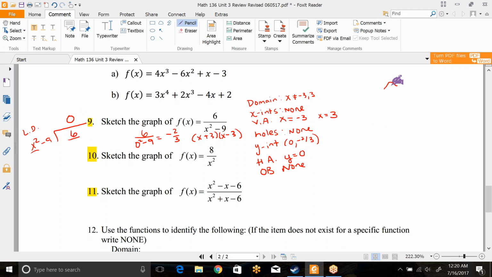So if we put all this information onto a graph, we can see what other extra points we might want to plot. So 1, 2, 3, I have a vertical asymptote at negative 3. Put a couple slashes after. I have another vertical asymptote at positive 3.